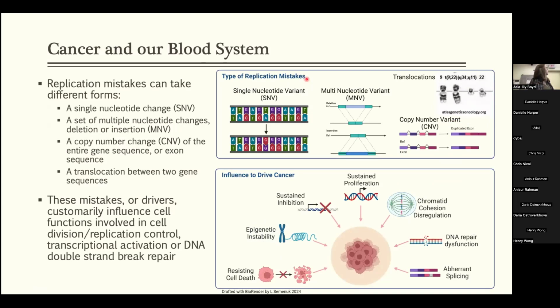There's a single nucleotide variant, or SNV for short, which is when one particular nucleotide changes to be a different one than it's supposed to be. So in this example, there's a thymine here, and below there's a cytosine, or a C.